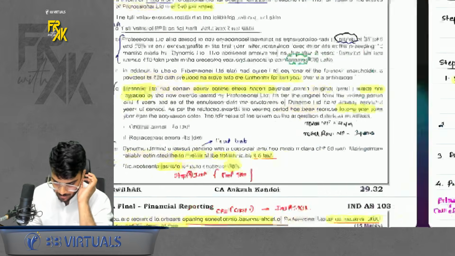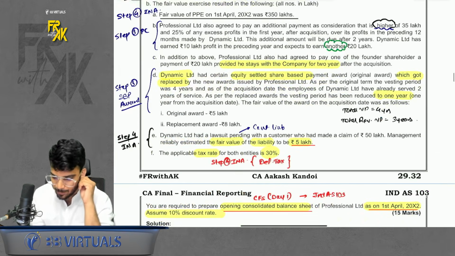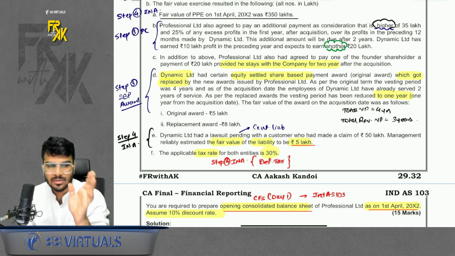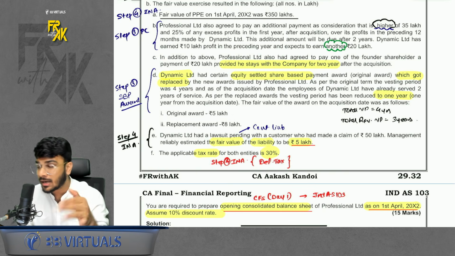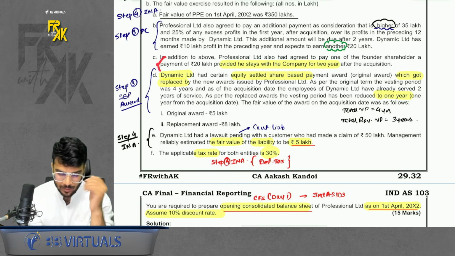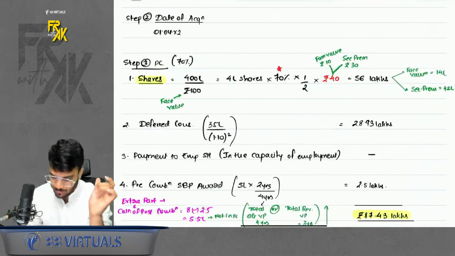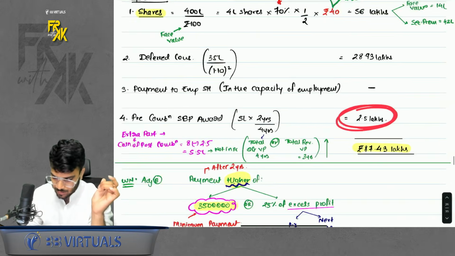Next point is that we also pay one of the founder shareholders for staying in employment. So this is not PC, because it is a contingent payment to an employee shareholder in the capacity of employment, so it does not form part of PC. Then the pre-combination SBP award: you will do the calculation, and whatever amount comes in pre, you will make it part of PC. So you got a total PC.